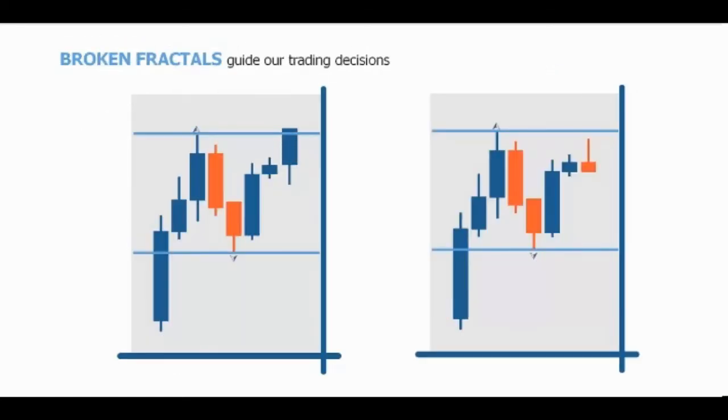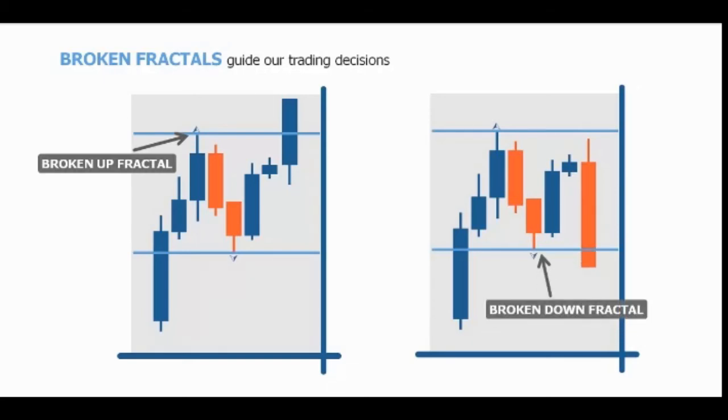A broken up fractal is where the price, to the right of the fractal, has broken the high price of the candle where the fractal has formed. This is shown by the line placed at the high of the candle, just below the fractal. A broken down fractal is where the price, to the right of the fractal, has broken the low price of the candle where the fractal has formed. This is shown by the line placed on the low of the candle just above the fractal.